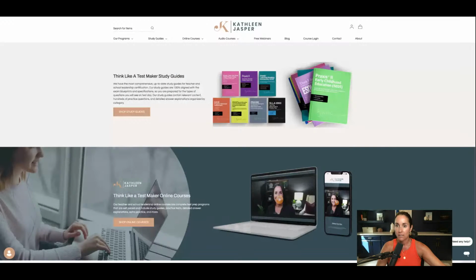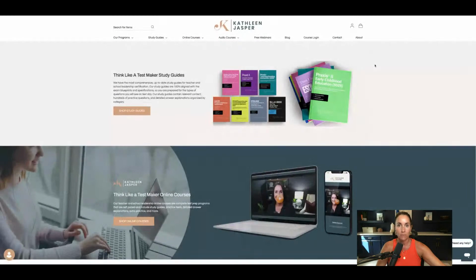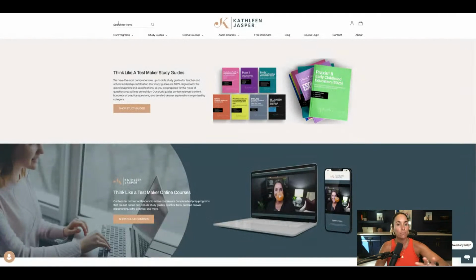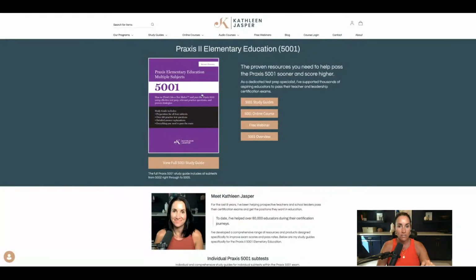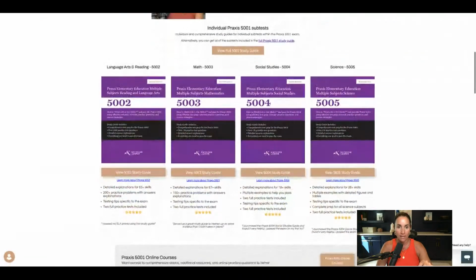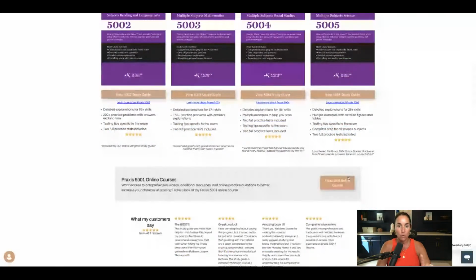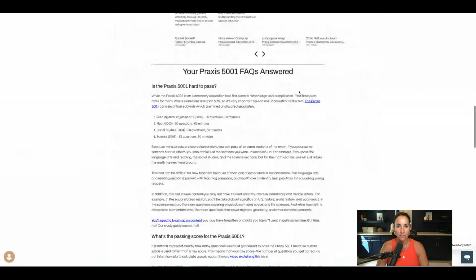Some of you already have the book, which is great, but we're at kathleenjasper.com. Let me go ahead and stop the bookmarks tab. There we go. So we are on my website here. If you go under our programs and click 5001, it'll take you to this page here where it has everything. It has the books, the online courses, everything you could possibly need.